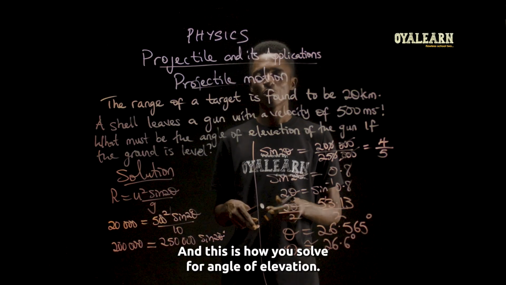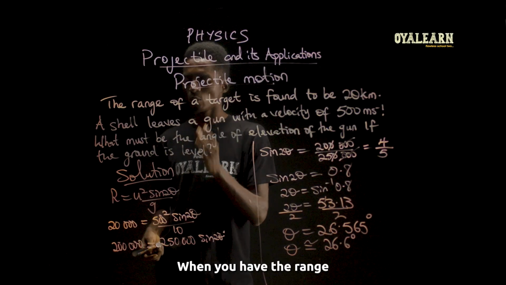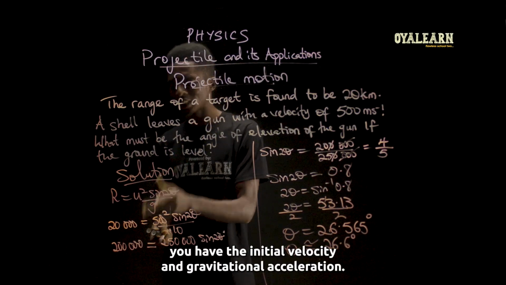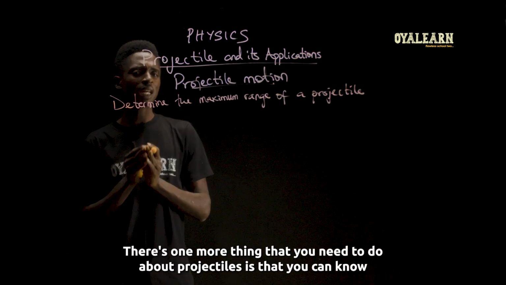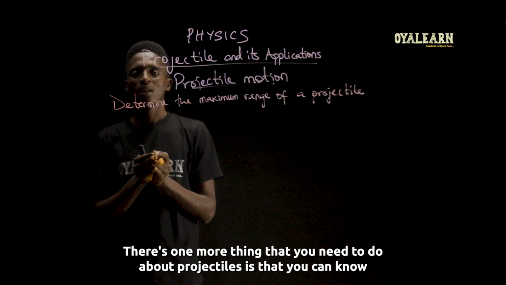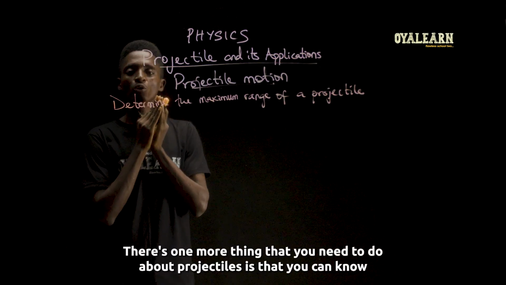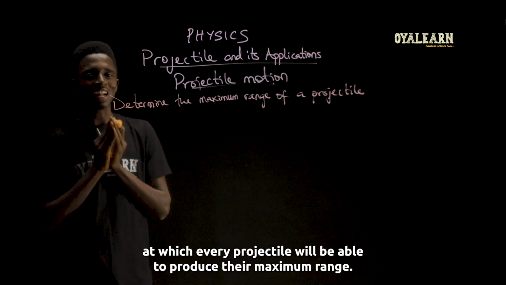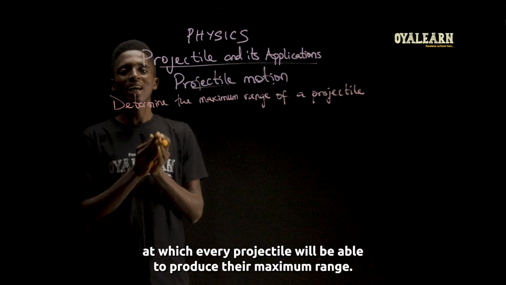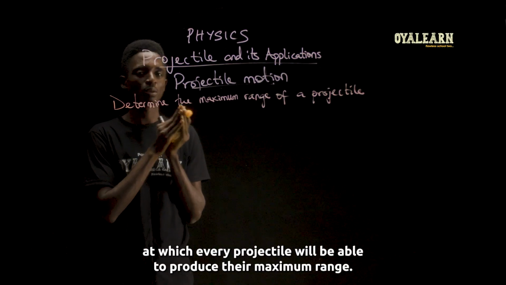And this is how you solve for angle of elevation when you have the range, the initial velocity, and gravitational acceleration. There's one more thing that you need to know about projectiles, which is that you can know the maximum range of any projectile. There's a specific angle at which every projectile will be able to produce its maximum range.